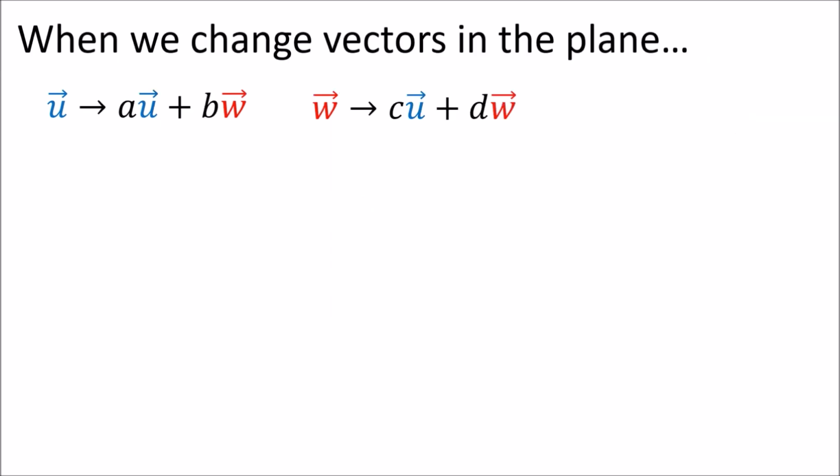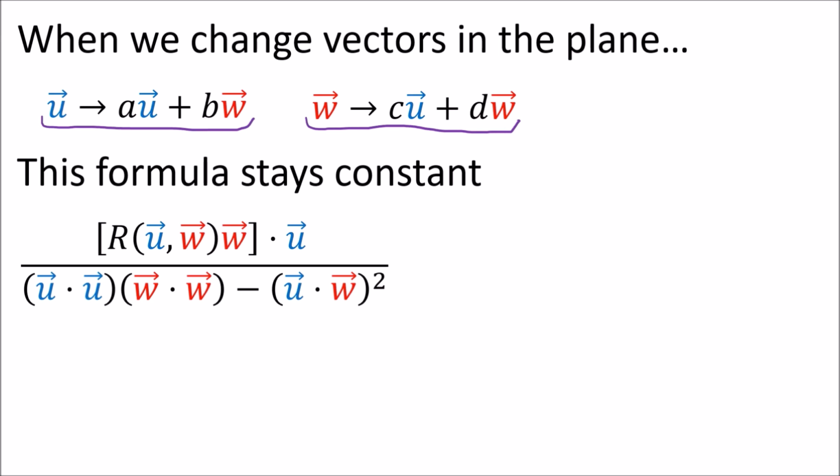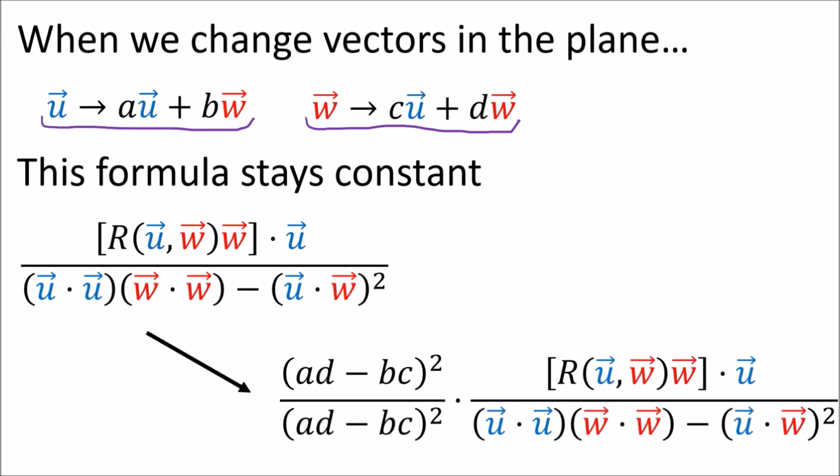This is because when we change the vector U to AU plus BW, and change W to CU plus DW, this formula gets a factor of AD minus BC squared in both the numerator and the denominator, and these cancel out, leaving the result of the formula the same. I'll go ahead and prove this now, starting with the numerator.